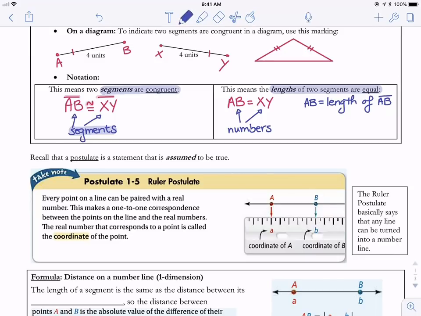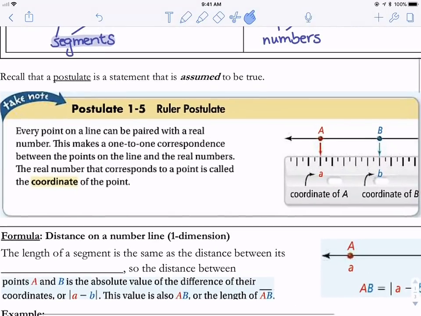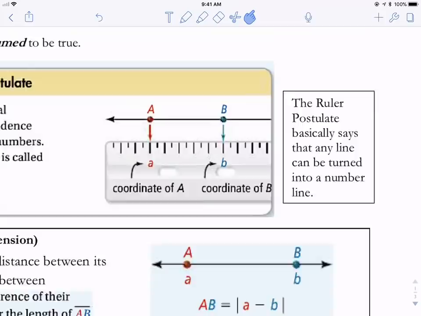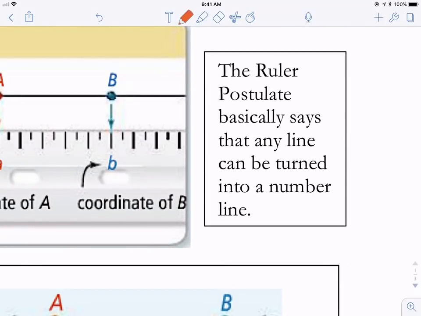Okay, remember the terminology postulate, second idea here. A postulate is a statement that is assumed to be true. That was something we talked about in a previous lesson. So there's two more postulates in this lesson. The first one is called the ruler postulate. Honestly, the ruler postulate is not a postulate that we directly use very much, but it's kind of the idea behind measuring on a number line or measuring a segment.